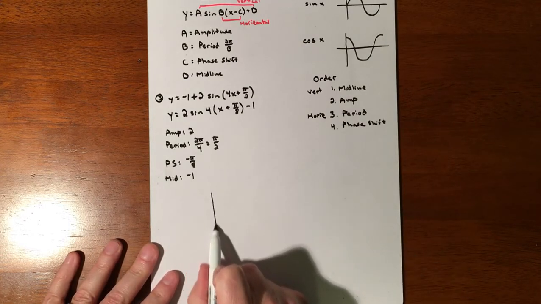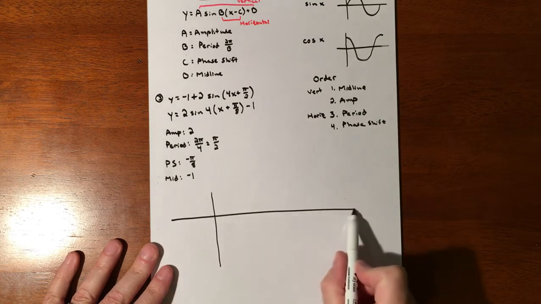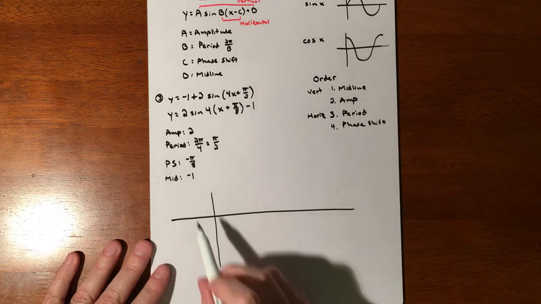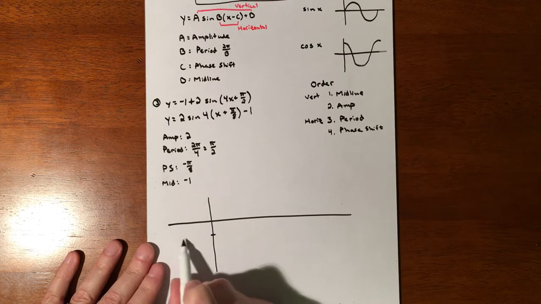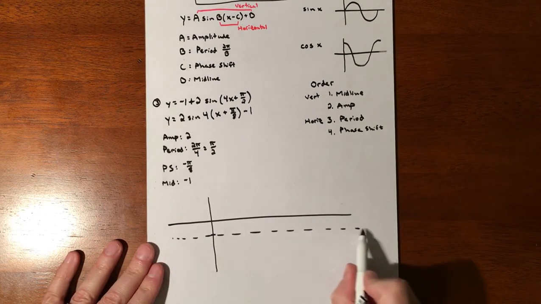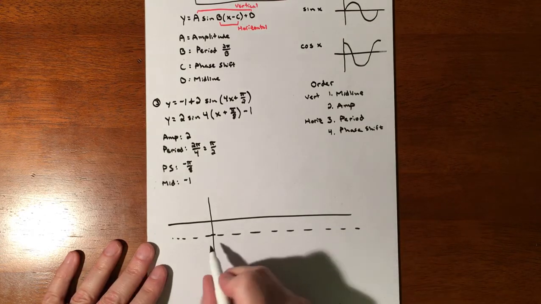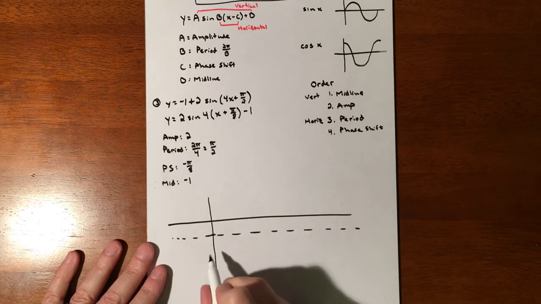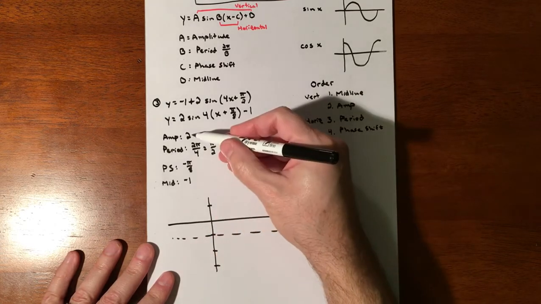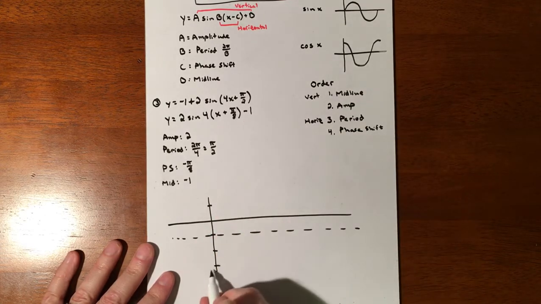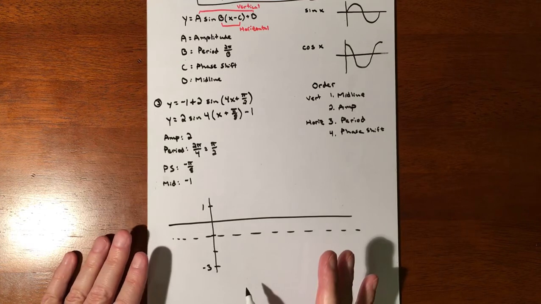So I'm going to plan ahead for that a little bit, where I'm going to give myself some space to the left and some space below, because my midline is the very first thing that I like to take care of, and that is -1. So my graph is going to fluctuate around there. My amplitude is going to go up and down from there. So my midline is down 1, and from there my graph is going to go down 2 and up 2 because of the amplitude. All right, so we're going to range between -3 and +1. So we've taken care of the vertical aspect of it.